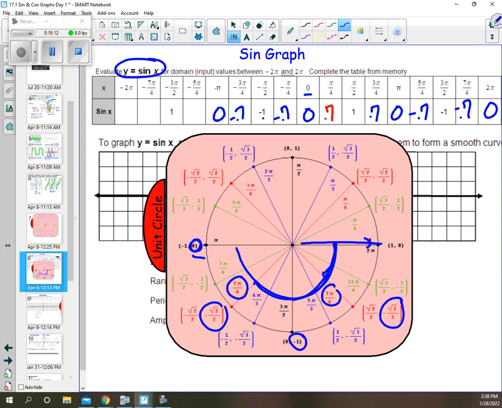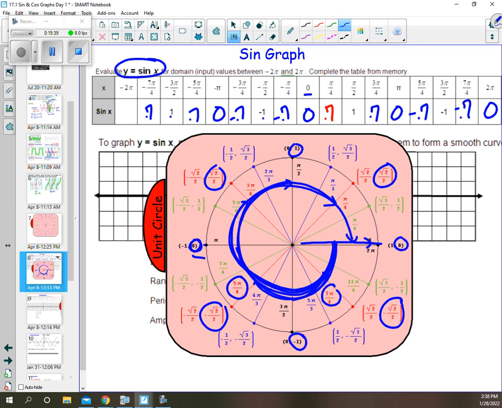Negative pi, that's halfway around. So 0. Let's see, negative 5 pi over 4, all the way around to here. That's the same as positive 3 pi over 4. You should notice we keep cycling through the same values. Negative 3 pi over 2, like negative 270, that gives us our positive 1. Negative 7 pi over 4, same as pi over 4. That gives us our 0.7. These were always root 2 over 2s, but we're just putting in the decimal for graphing. And then all the way around, one complete revolution would be back to 0.